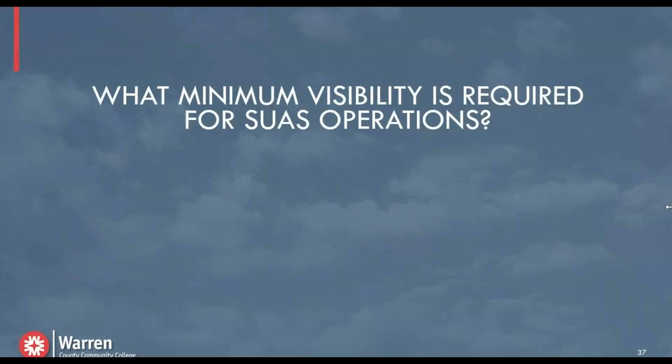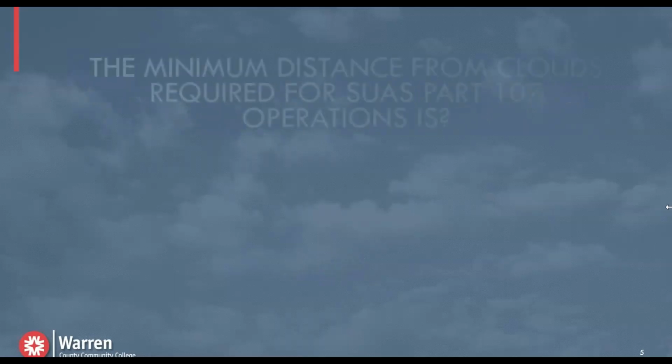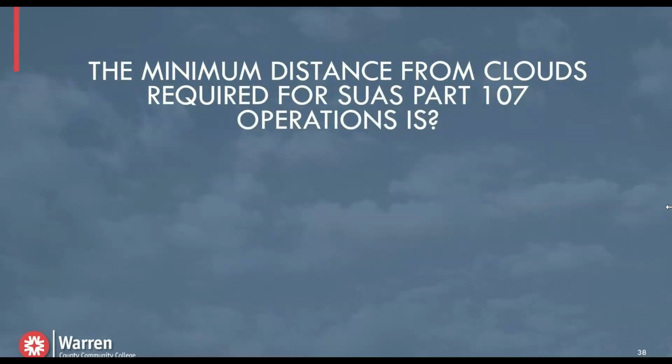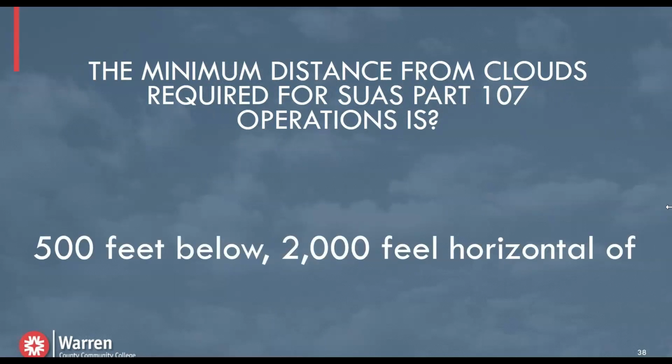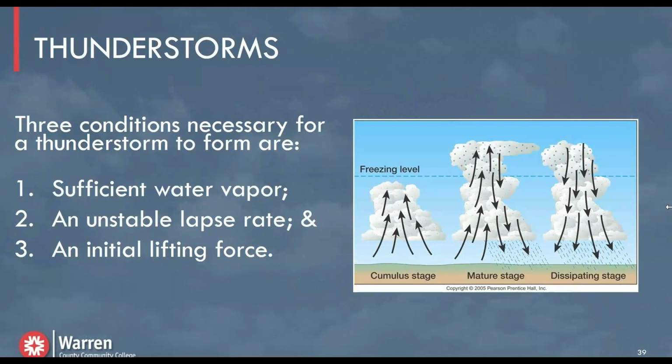So what is the minimum visibility for small unmanned aircraft system operations? 3 statute miles, 500 feet below a cloud, 2,000 feet horizontally from a cloud. These are numbers you are going to want to memorize. What's the minimum distance from clouds required for small unmanned aircraft Part 107 operations? That is 500 feet below, 2,000 feet horizontal of the clouds. So these, again, I cannot emphasize enough. There are a number of questions on the test with these kinds. Sometimes they'll ask you to do a little math. Remember, when you take the test, they give you a little calculator with the electronic system. But keep this in mind, very important.